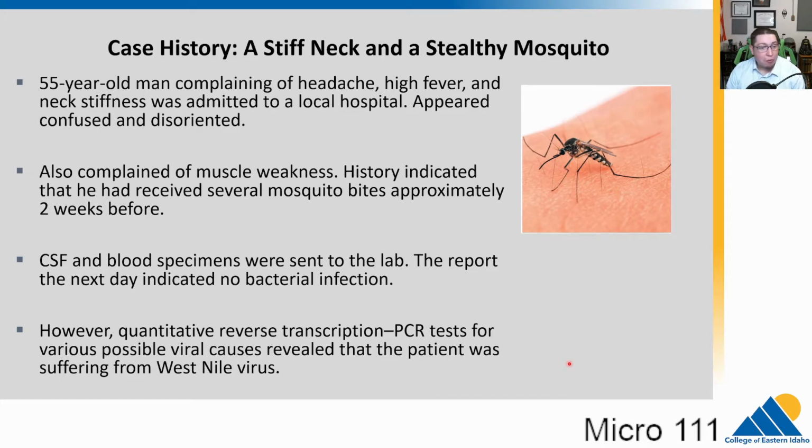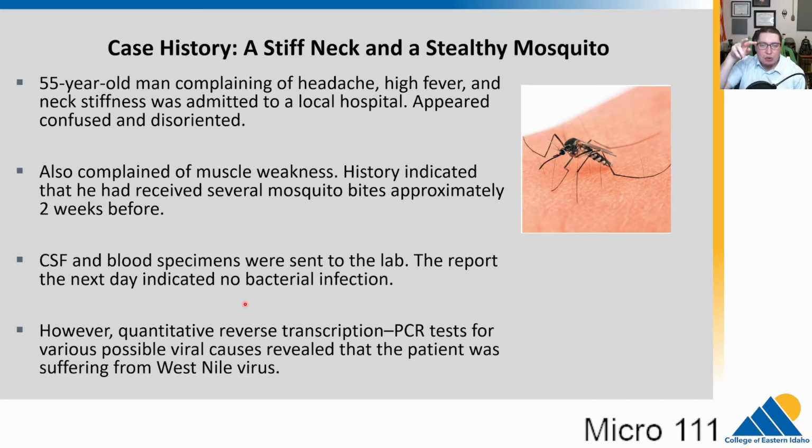The next day, we find no growth, right? No indication of a bacterial infection. So where do we go from here? Well, now we start looking at viral infections, right? If no bacteria grew on a plate, could be viruses that are the cause. So we are going to use a process called quantitative reverse transcription PCR to test for various viruses in there.